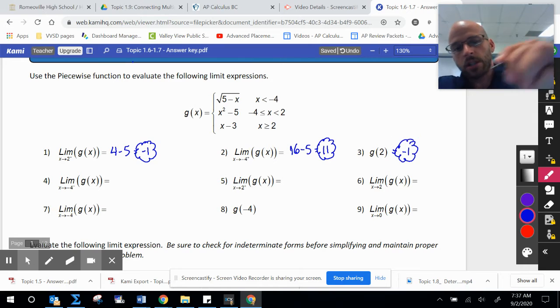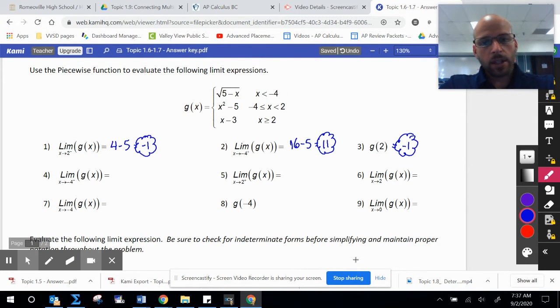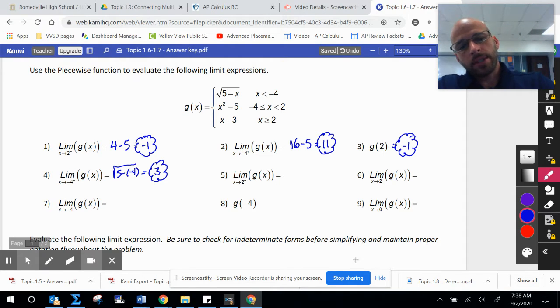Let's see what we can do here. -4 from the left. So that's going to come from the first piece. If I plug in a -4, I'm going to get the square root of 5 minus -4, which is really 5 plus 4. Square root of 9 is 3. Okay. 2 from the right is going to be the last piece. It's going to be the third one. So if I plug a 2 into there, that gives me a -1.